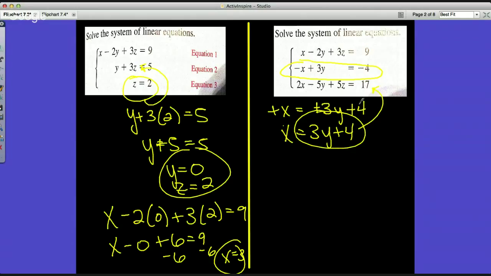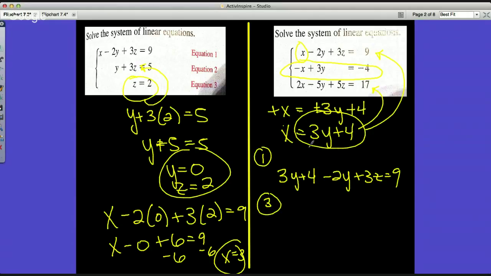So now since I have x equals 3y plus 4, I can substitute in for both the top and the bottom. So in equation 1, what we have now is 3y plus 4, because I substituted in for x, minus 2y plus 3z equals 9. And in equation 3, look at the bottom, we have 2 times 3y plus 4, in parentheses, minus 5y plus 5z equals 17.